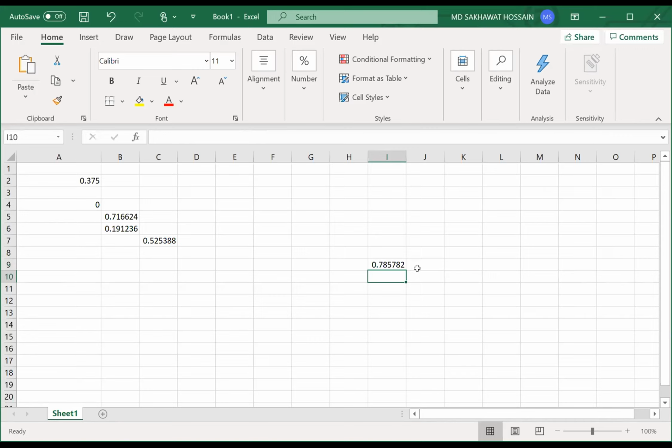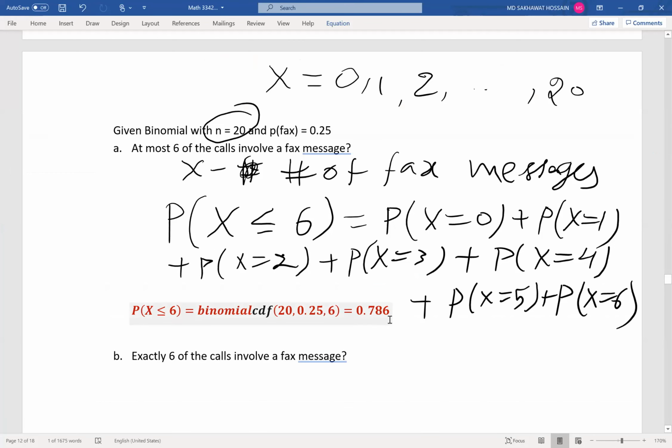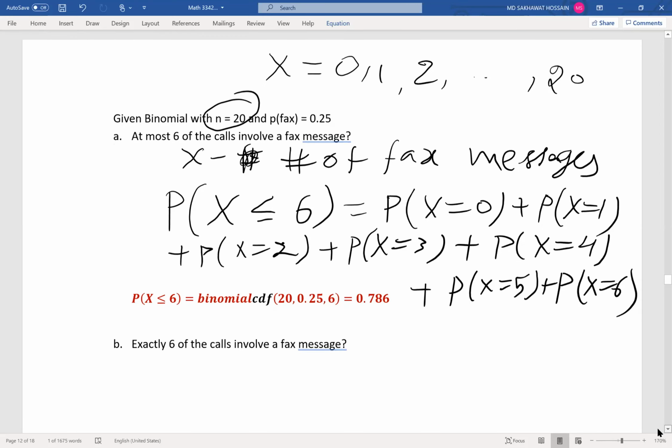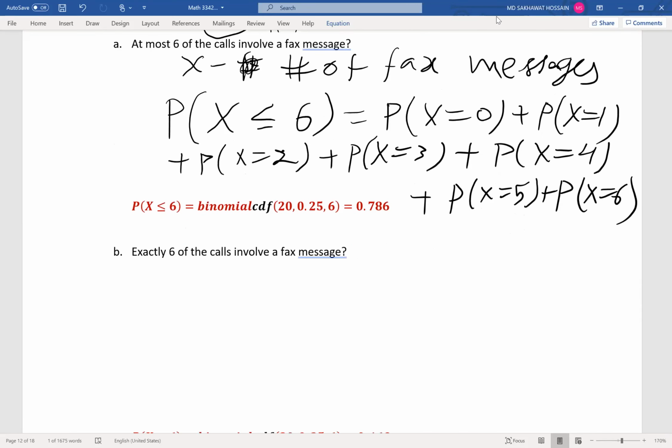And you will get the probability, which is 0.7857. Now you can check. Yeah, 0.786, so this is the same. This probability we calculated using the calculator, binomial CDF, and you can also find this probability using a spreadsheet. Do you have any question? Any question?